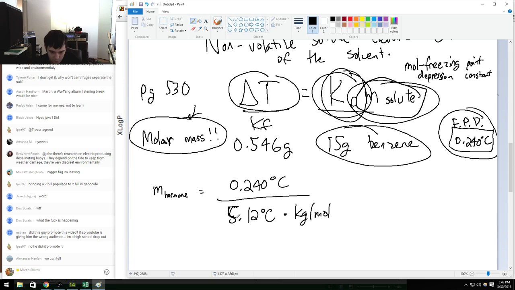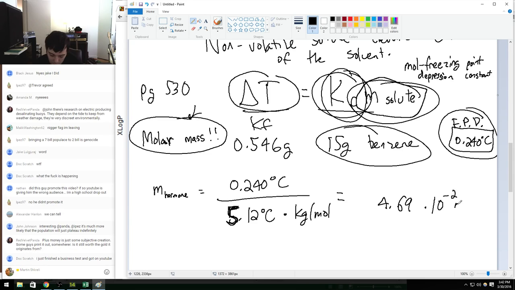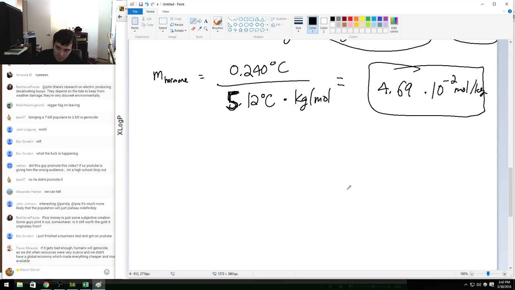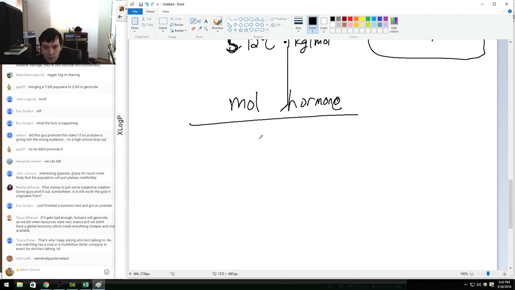That's the normal Kf for benzene. So if we add this up, we get 4.69 times 10 to the negative second moles per kilogram. That's the molality. And so we know that molality is the moles of the hormone over what? The kilograms of the solution. And how many kilograms do we have here? Well, we've got 15 grams, so that's 0.015 kilograms.